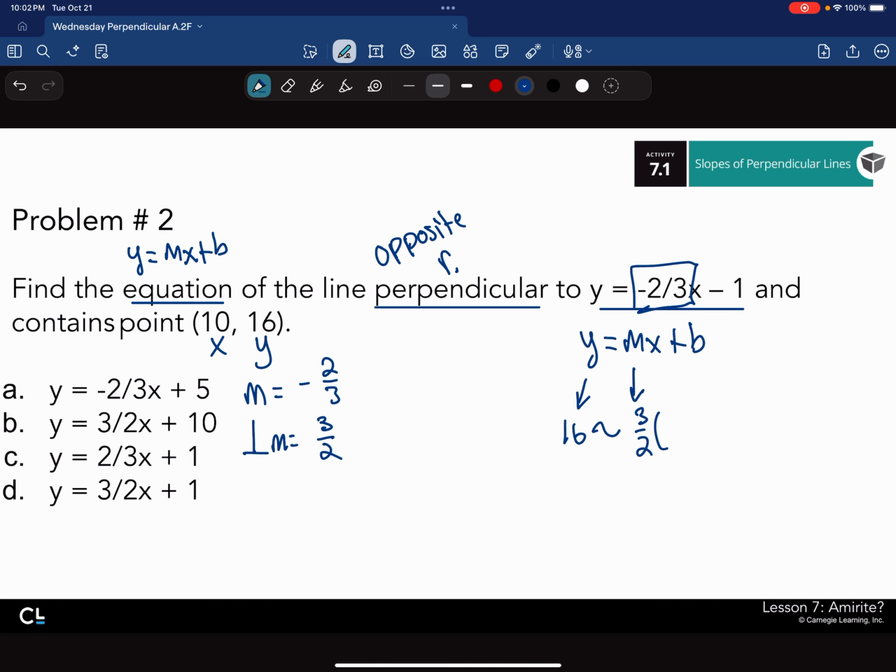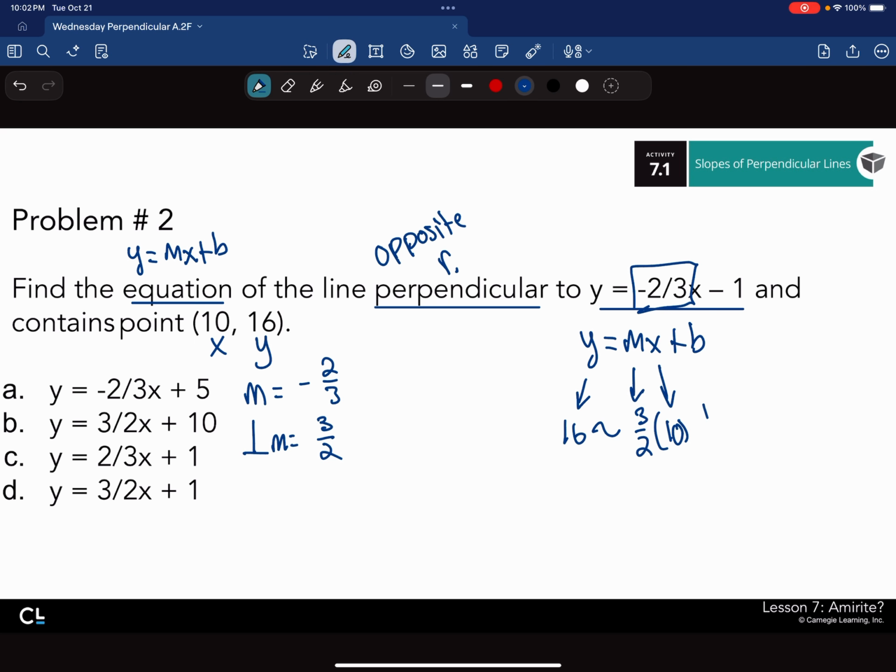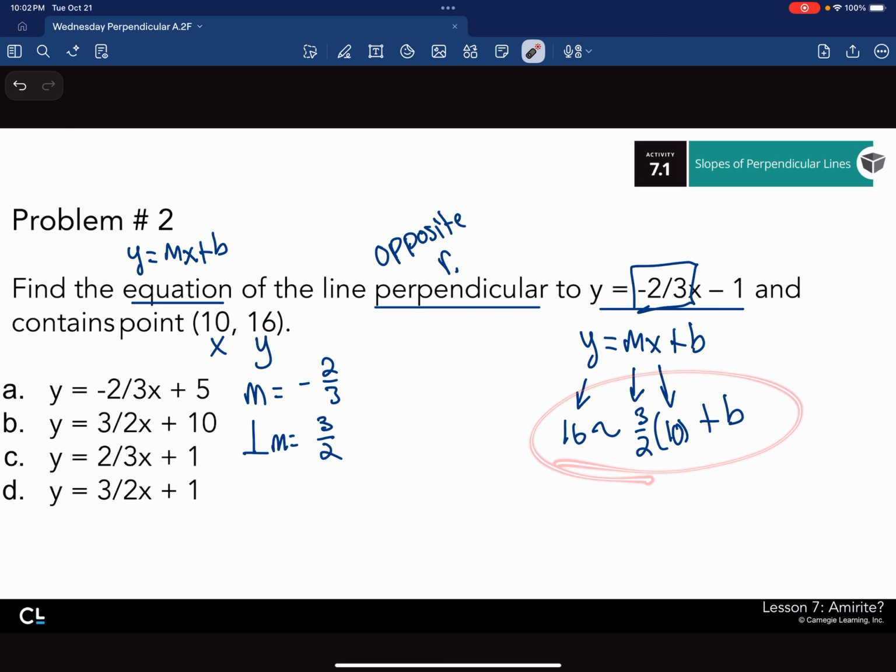Next, a parentheses 10. Where'd I get the 10 from? Well, this is an x value. That's how I got 10, and I got that 10 from the point, the x value of the point. Next, I'm going to put plus b. And once again, you're going to put this into Desmos.